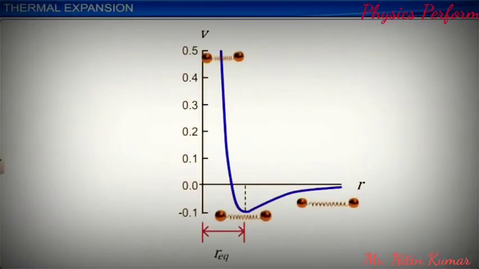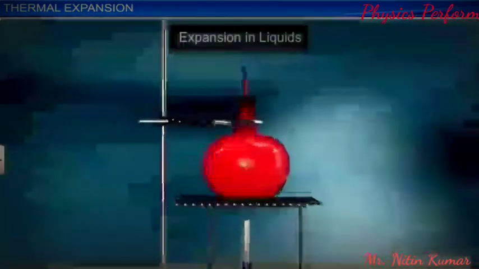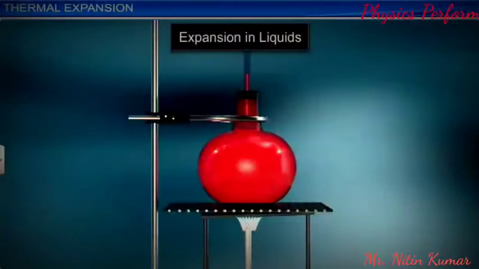The graph shown is the potential energy curve for two adjacent atoms in a solid as a function of their internuclear separation. Since the potential energy curve is an asymmetric curve, the average separation between atoms increases as temperature increases. As liquids do not have a specific shape, they do not have linear and areal expansion as solids do. They have expansion in volume only.